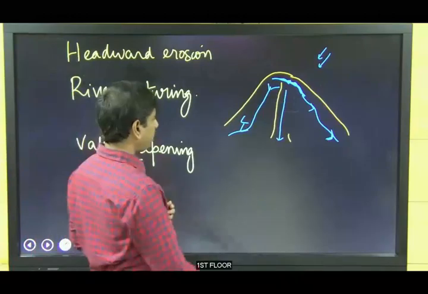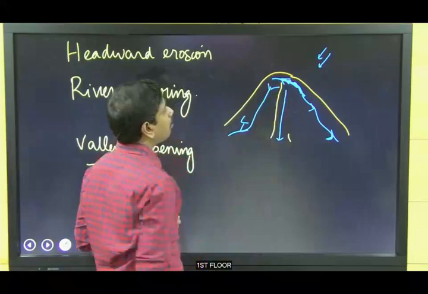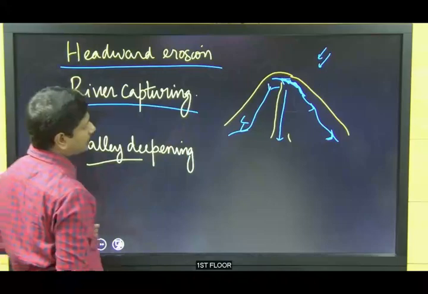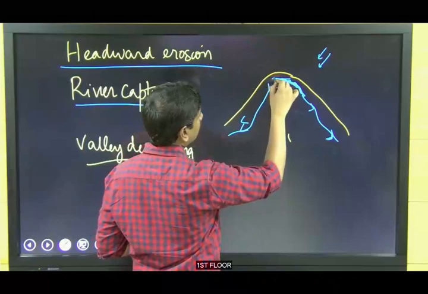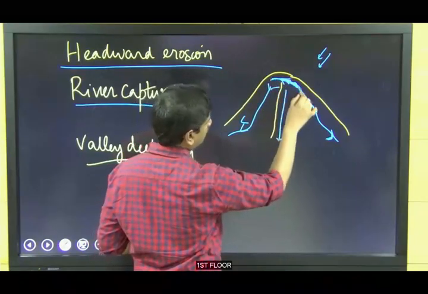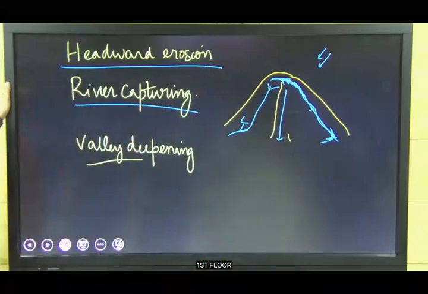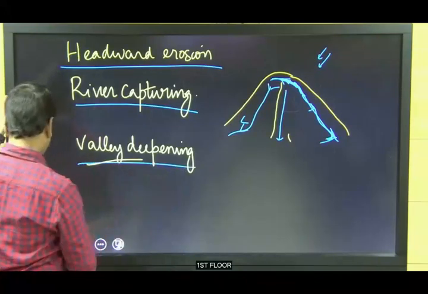Erosion happening in the headward direction or towards the top of a hill, that is known as headward erosion. And river capturing is, it will capture the river or a tributary of another river, so that the river which was flowing this way started flowing this direction. Okay, you will understand both this headward erosion and river capturing concept when I am dealing with the origin of the Himalayan rivers. There I will give an example. Okay, what is this valley deepening?